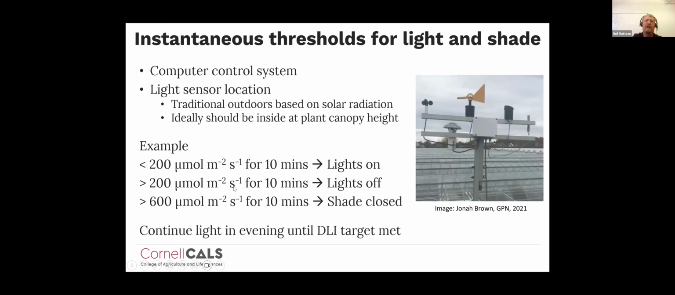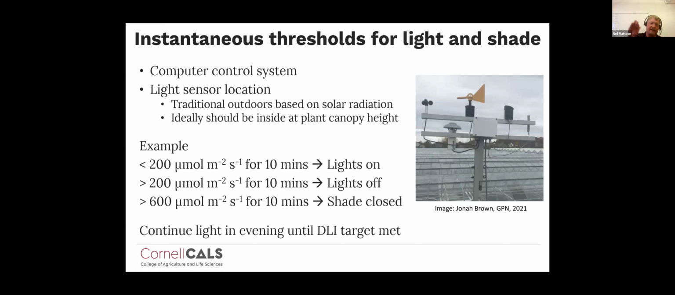So an example then of a threshold approach is if the light levels from the sun fall below 200 micromoles per meter squared per second for 10 minutes, then we would turn on our supplemental lights. If light levels go above that threshold for 10 minutes, then we'll turn the lights off. And then at some higher light intensity, like 600 micromoles for 10 minutes, then we'll close the shade curtains.